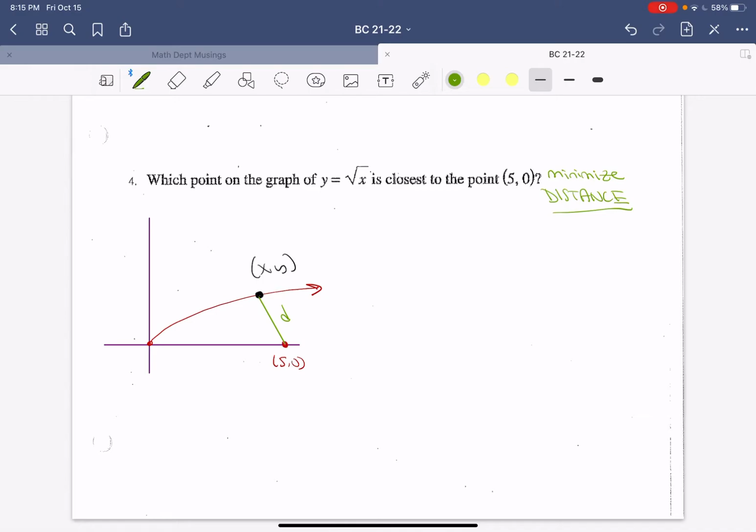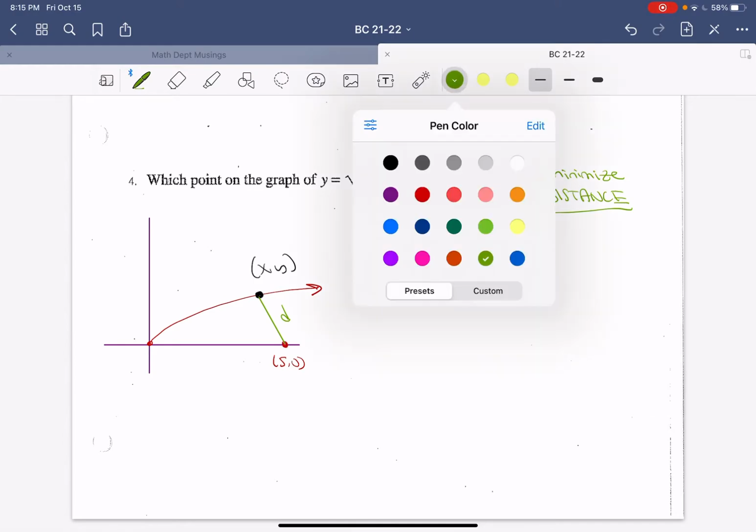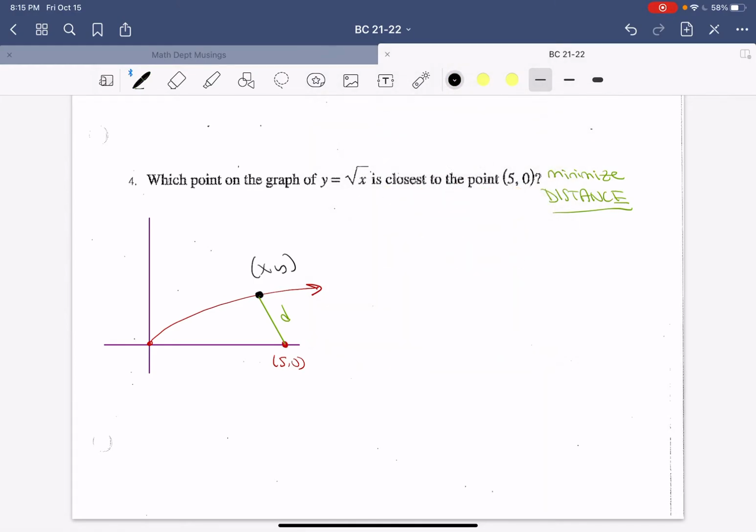And the question then becomes, how do I minimize distance? What do I do to minimize distance? Well, I first have to generate the equation for distance, the distance between (x, y) and (5, 0). And I know that I have to generate an equation for distance because that's the thing that we're optimizing. And if you recall, the distance formula: d equals the square root of (x minus 5) squared plus (y minus 0) squared, or y squared. That's the thing that we're trying to minimize, okay?